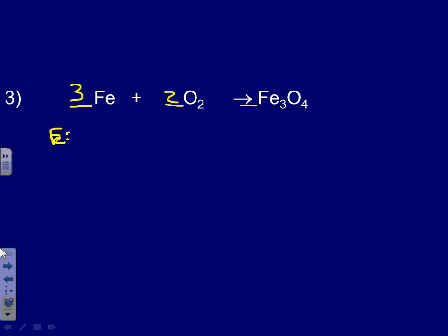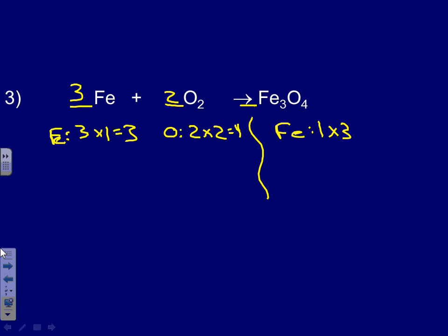So, the coefficient, 3 times 1 is 3, 2 times 2, first 2, second 2 is 4, and this is a 1, so FE is 1 times 3, right? 1 times 3 is 3, and O is 1 times 4, 1 times 4 is 4. 3 and 4, 3 and 4, we're in good shape. Okay? All right? All righty.